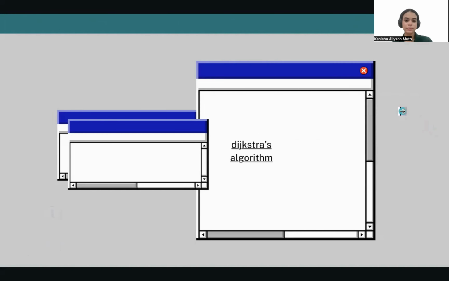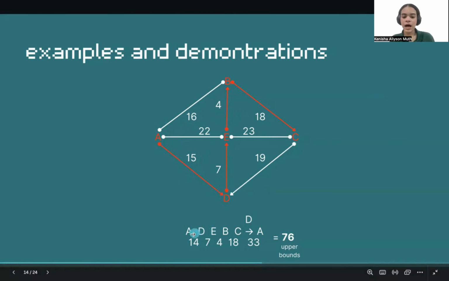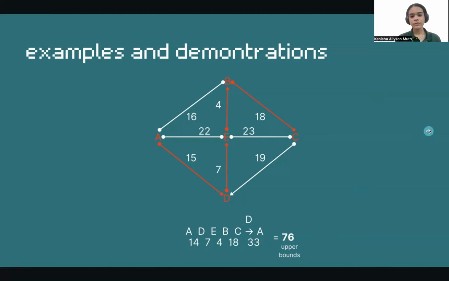So 15, 7, 4, 18, 19. A, D, E, B, C, D, and back to A. Adding the sum of all the nodes, we get 76, which will be our upper bounds.